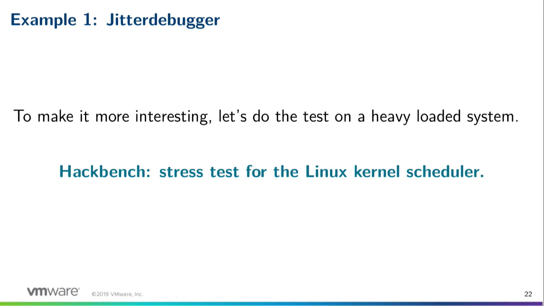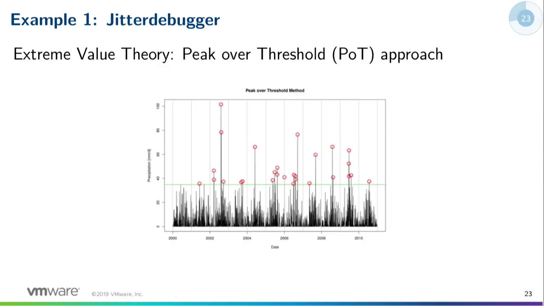So the system will be really heavily loaded when we run this. So how are we going to estimate the probability of having large latencies? There is a special theory in statistics for this, which is called the extreme value theory.